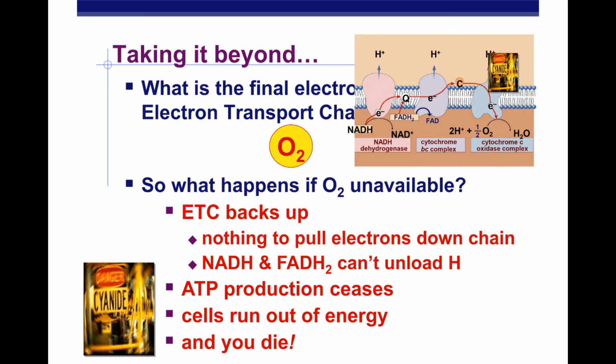So throughout this whole process, oxygen plays a fairly major role. So what happens if there's no oxygen available at that last step in the ETC and in ATP synthesis? Well, the ETC backs up because there's nothing to attract or to pull the electrons down and create that proton flow or chemiosmosis through ATP synthase. If the process backs up, it means that NADH and FADH2 can't unload their electrons, or their hydrogens, so they can't go back and collect more hydrogens from the Krebs cycle or from glycolysis. This is going to put a halt to ATP production, and the cell is going to start running on reserve energy, the little bit of energy that is still available. Very quickly, each cell will run out of its energy source, and you will die.